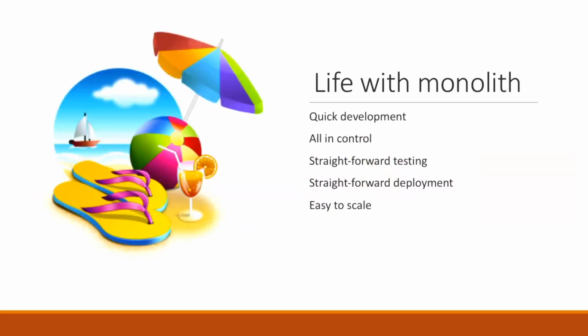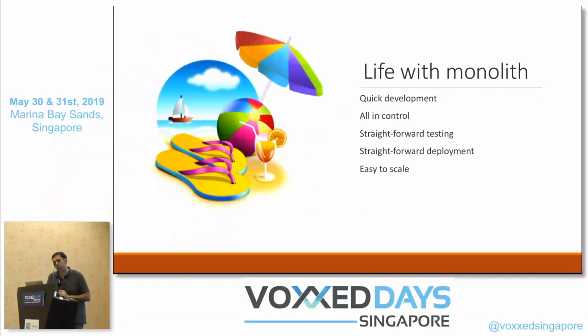Initially, life was good. With the monolith, it was quick development, everything was controlled, with straightforward testing and straightforward deployment. I don't have to care about a lot of packages, and it's easy to scale. Just replicate it. It's a small application, what does it take?